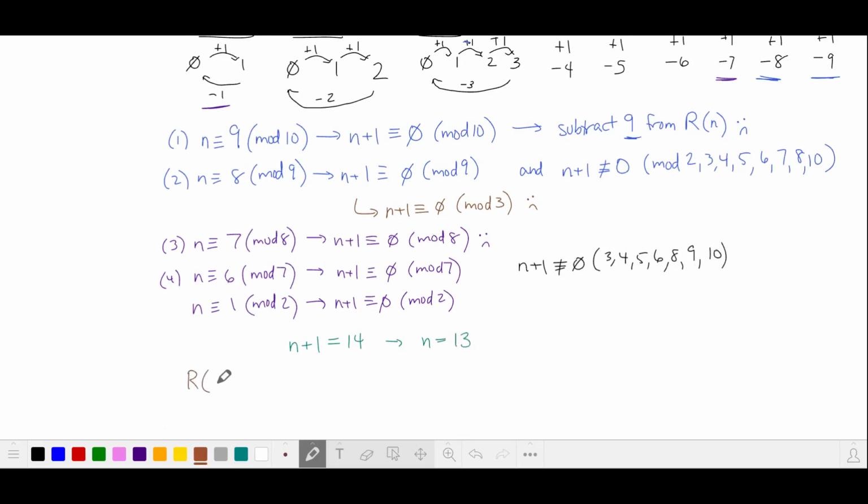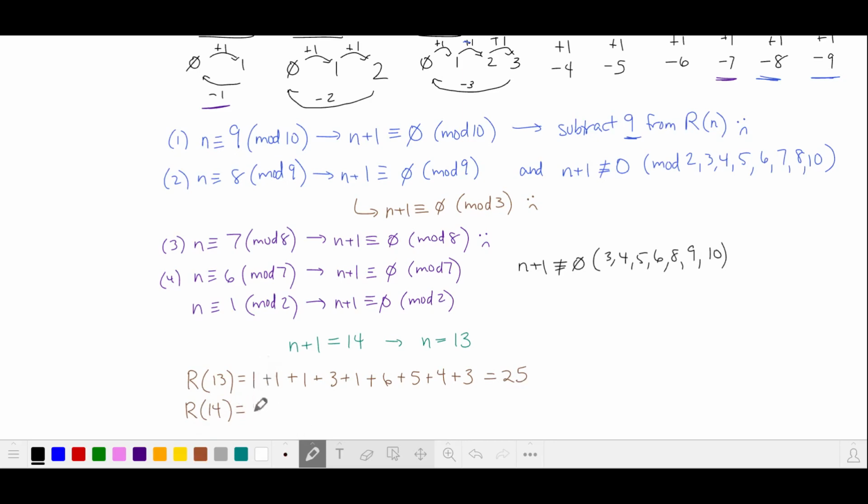Let's check our work by finding the sum of the remainders when 13 is divided by 2 through 10. Dividing by 2, we get a remainder of 1. Dividing by 3, 4, 5, 6, 7, 8, 9, and 10. This adds up to 25. Let's check this function on 14.